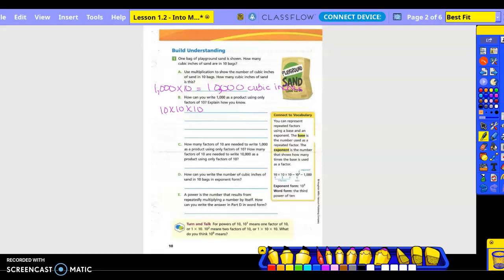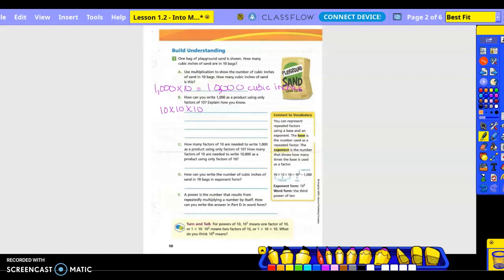You can represent repeated factors using a base and an exponent. The base is the number used as a repeated factor. The exponent is the number that shows how many times the base is used as a factor. So in this case, our base was what? 10, and we wrote 10 how many times? 3 times. So that showed us our exponent. Okay, that's exponential form, 10 to the third power. And then word form, you can also say it the third power of 10. Okay, so you can say it either way, 10 to the third power or the third power of 10. You'll hear it either way.